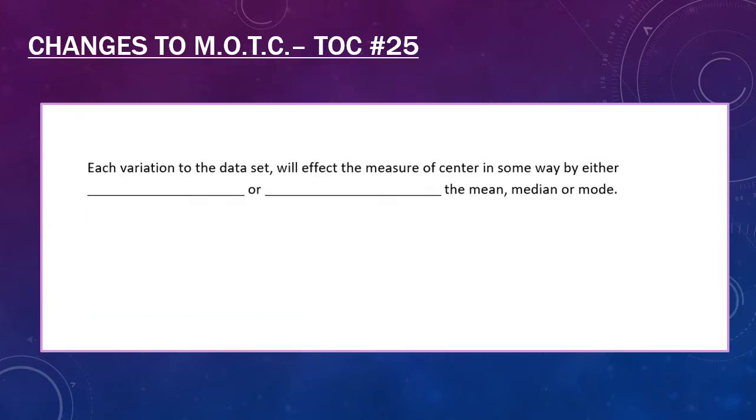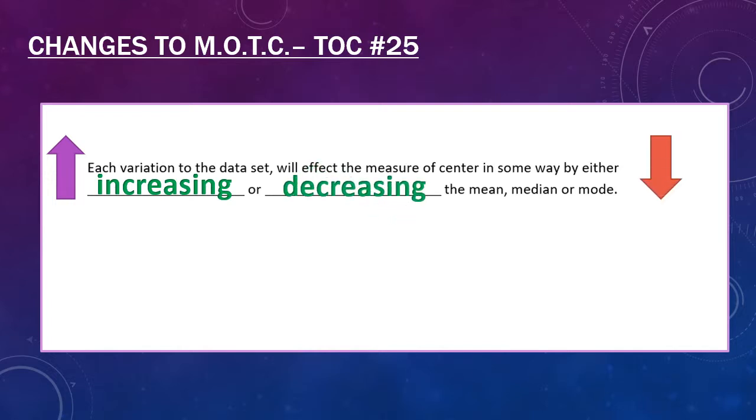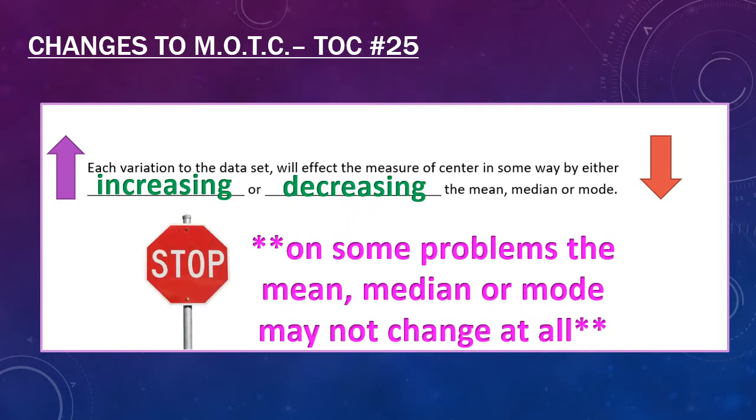And that measure, depending on how the data has changed, will either increase or decrease, but on some rare occasions, in some problems, the mean, median, or mode may not change at all. So most of the time it will increase or decrease, but on some rare occasions it may not change at all. So make sure you write that on your paper, that on some problems the mean, median, or mode may not change.